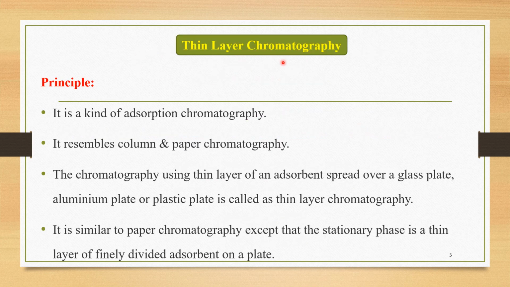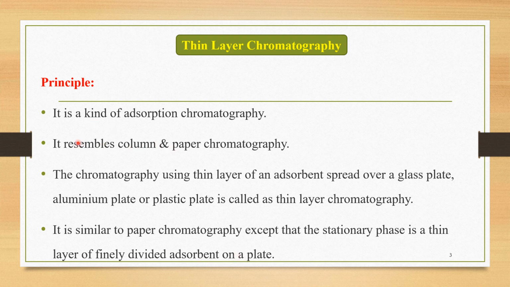As far as thin layer chromatography is concerned, first we are going to study its principle. It is a kind of adsorption chromatography. It resembles column and paper chromatography. The chromatography using a thin layer of an adsorbent spread over a glass plate, aluminum plate or plastic plate is called thin layer chromatography. It is similar to paper chromatography except that the stationary phase is a thin layer of finely divided adsorbent on a plate.